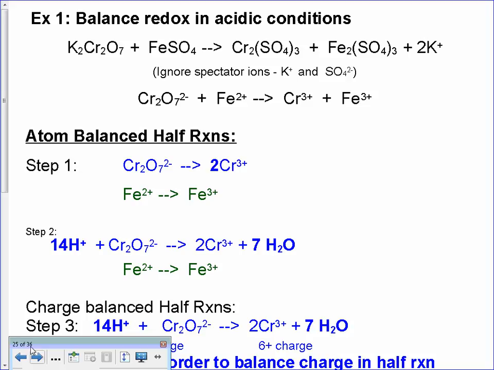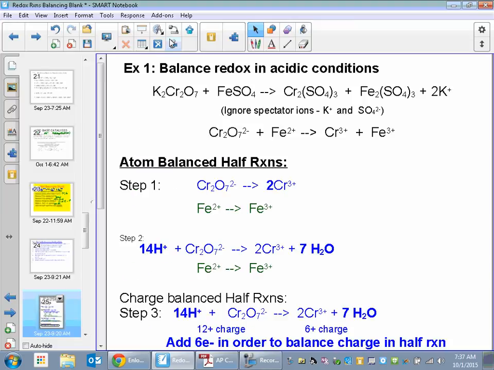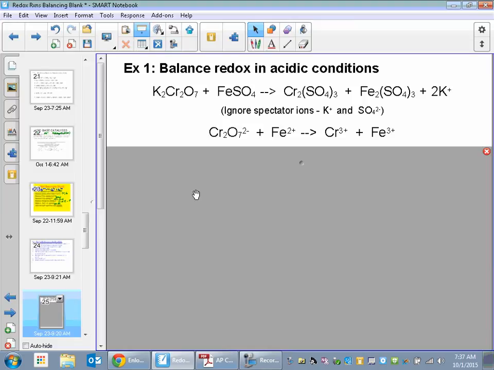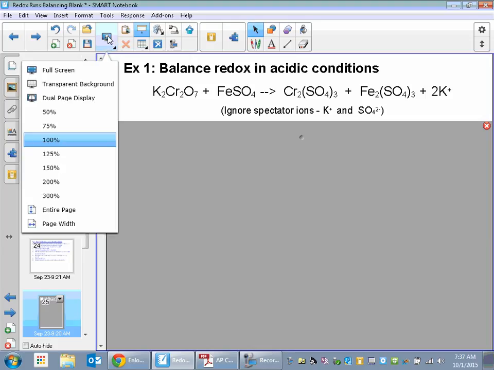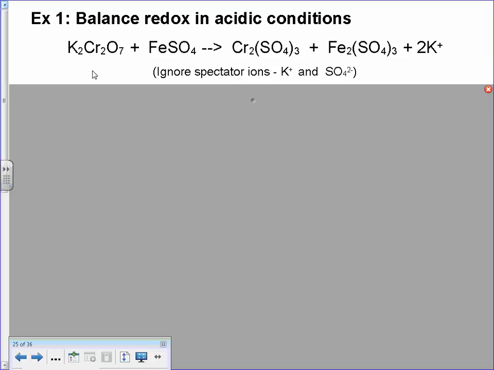Write down the top reaction for me. So the top reaction, what are those names? Dichromate plus iron 2 sulfate yields chromium 3 sulfate plus iron 3 sulfate times potassium ion. Cool.